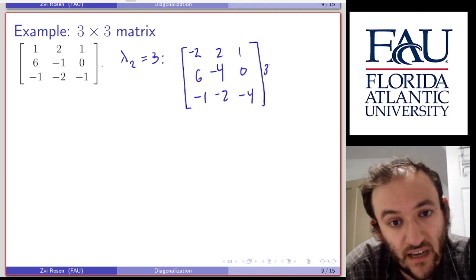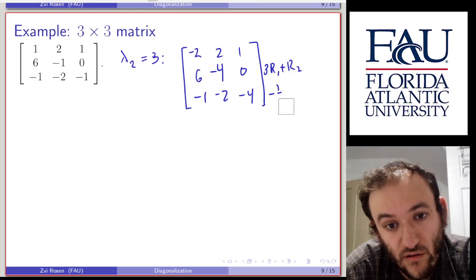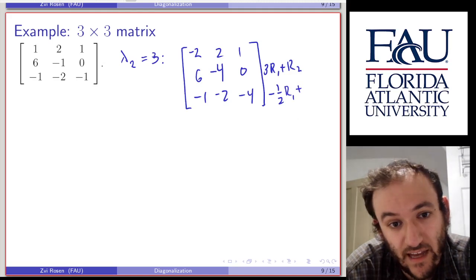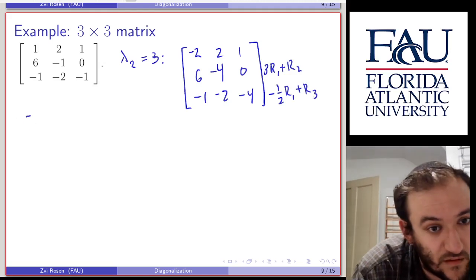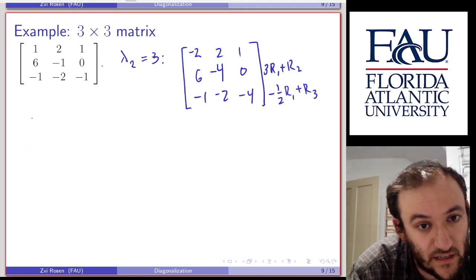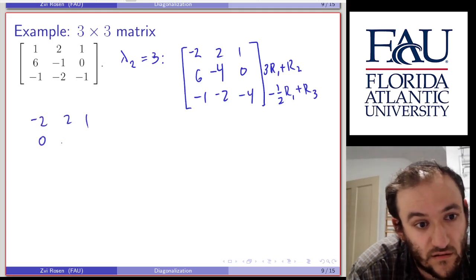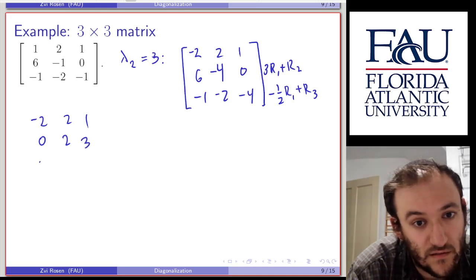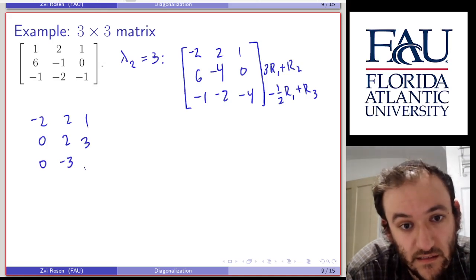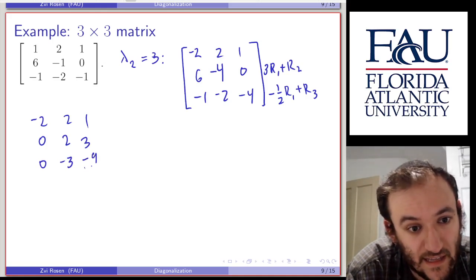So we'll take 3 times row 1 and add it to row 2, and we'll take minus a half of row 1 and add it to row 3. And what we get is minus 2, 2, 1, 0, 2, 3, 0, minus 3, and minus 9 halves.